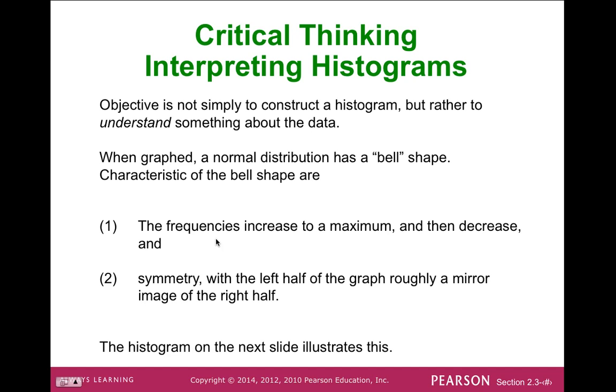So when graphed, a normal distribution has a bell shape. And the characteristics of that bell shape are that the frequencies increase to a maximum and then decrease, and that it's symmetrical, with the left half being roughly half of the graph and the right half being the other half. So let's look at what this is actually saying, because again, this is a little bit of a wordy slide, and a picture explains it much more clearly.